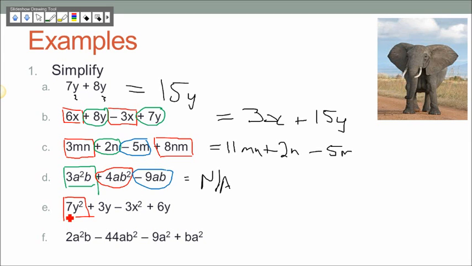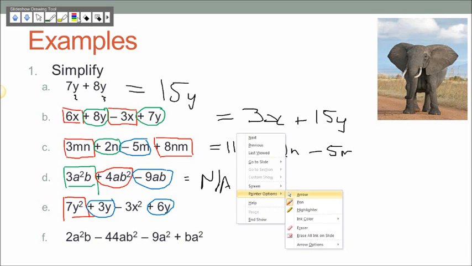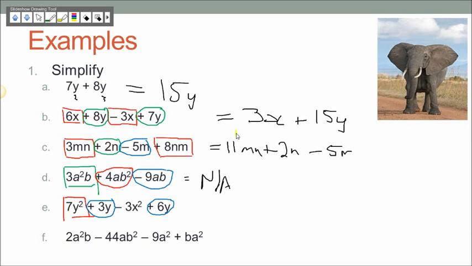Okay, so looking at this question again, we've got 7y squared here. Again, if we have a look at the rest of these terms, we don't actually have another term with a y squared in it. So that's just left by itself. So moving on to the next one, we have plus 3y here. And we also have a plus 6y over here. Good. So we've got a couple of terms which are like terms, which means that the remaining one is going to be minus 3x squared. So that's going to be left all by itself.